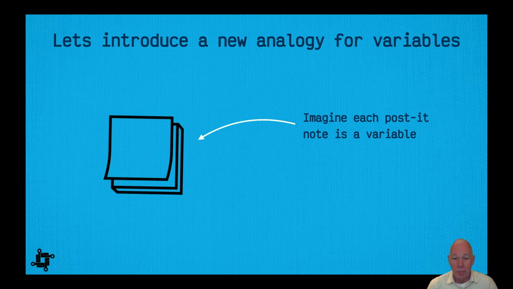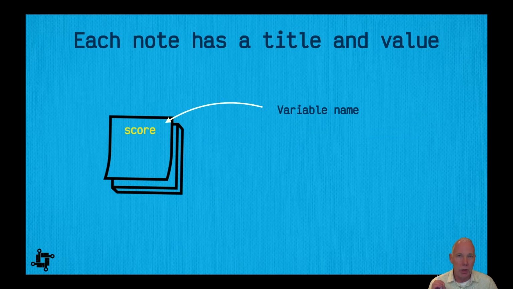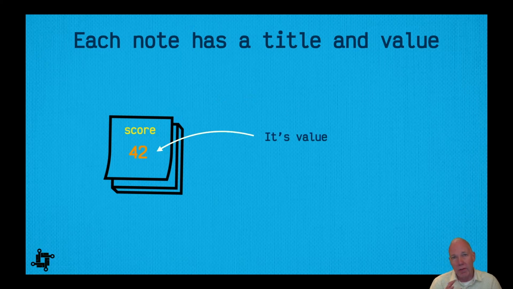So imagine that a post-it note is basically a variable. And on each post-it note, we can put a name at the top to describe what we're going to write down on the note itself. In this case, I'm saying the variable name is score, which also goes back to our previous video on the coin game prospector game that we were working on. So we have the score and we have a value there, let's say 42. So we've gotten 42 coins so far, and those are written down on this post-it note.